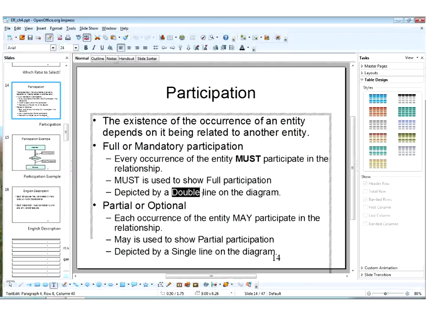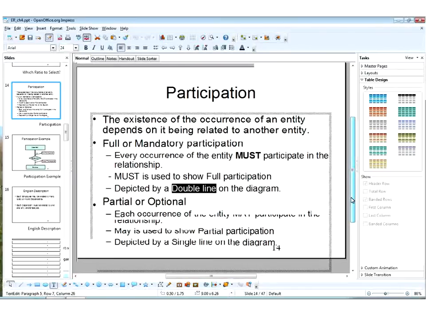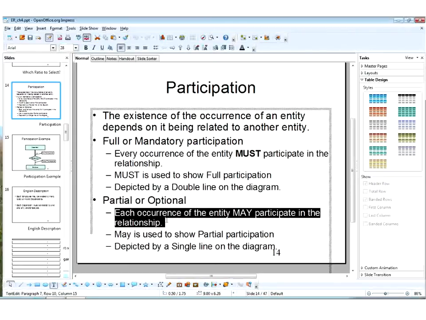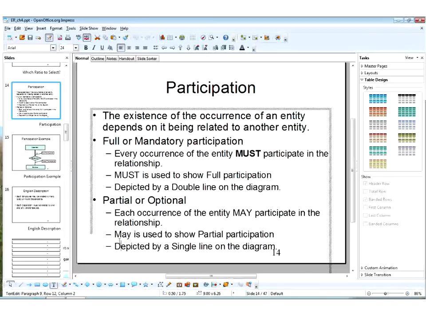Now it's depicted by a double line on the diagram, and you'll see in the slide ahead they didn't exactly show it as a double line, but it is a double line. If you go back and watch the ER tutorial, or read the written tutorial and do it, you'll see that it's indeed a double line. Or if you read the book, you're supposed to be reading the book. I hope you are. Okay. Then you have partial participation, also known as optional. That's where an entity may or may not participate in the relationship. Okay? And it's a single line that connects the two.